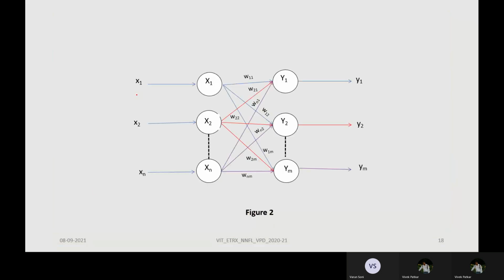So the architecture is here. There are inputs x1 to xn and outputs y1 to ym, where m may or may not be equal to n. Clear? This is a very important condition because input and the output patterns are quite different.